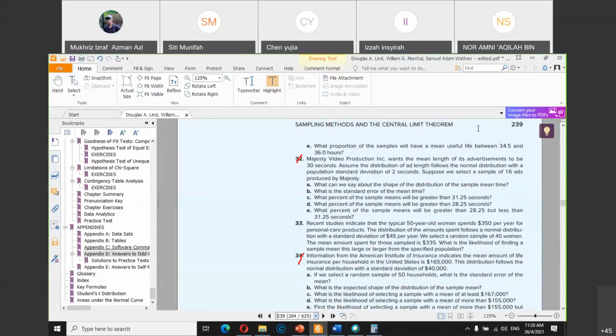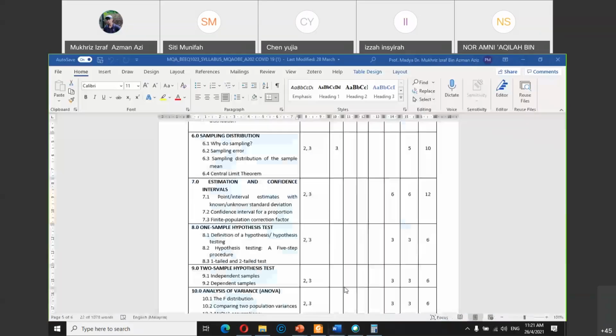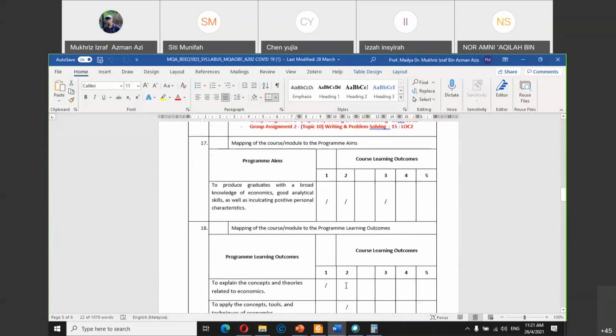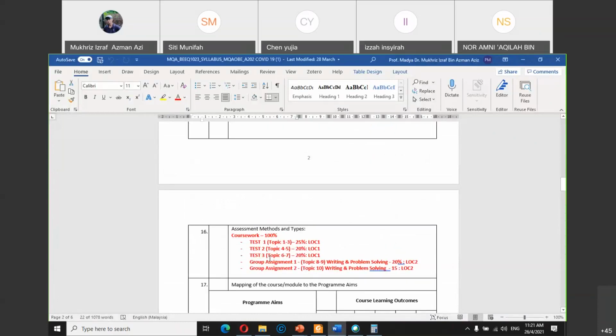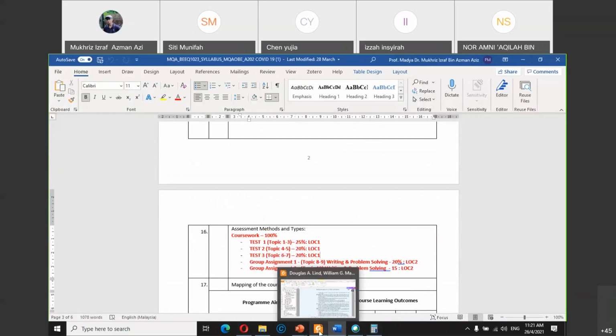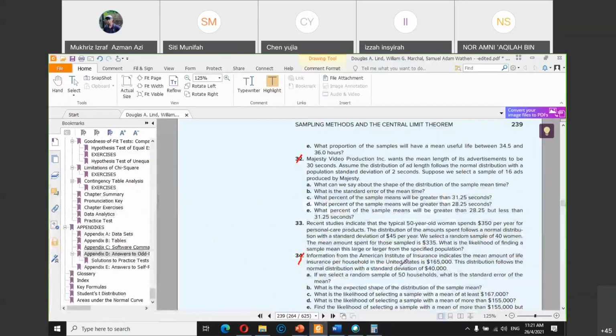So for your exercise, why do you need to do the exercise? Because it will help you in your preparation for the upcoming test. This chapter will cover test number 3. If you check here, test number 3 will cover chapters 6 and 7. So whatever you learn in today's lecture will be useful to help you answer test number 3.